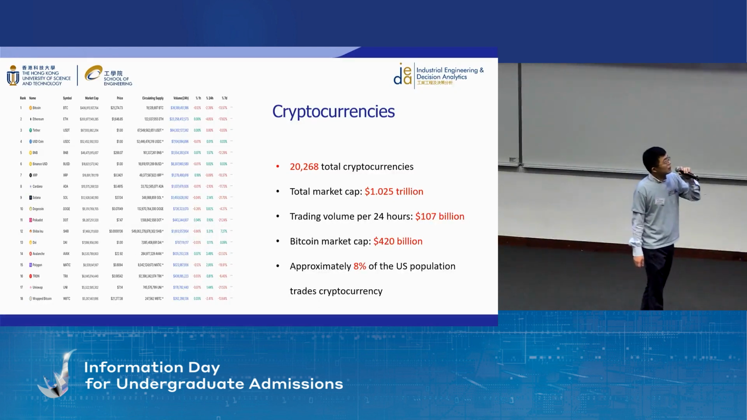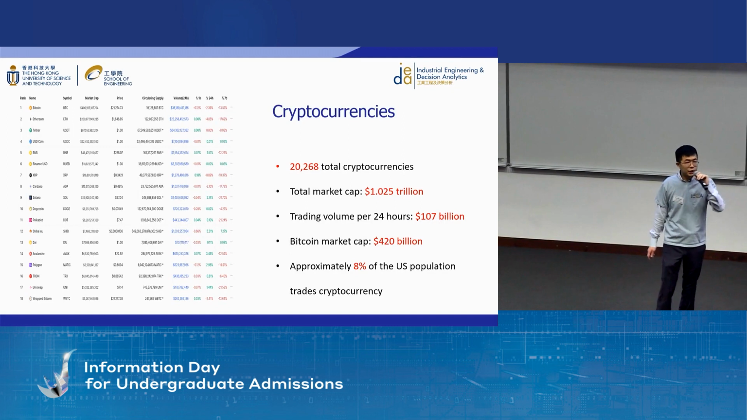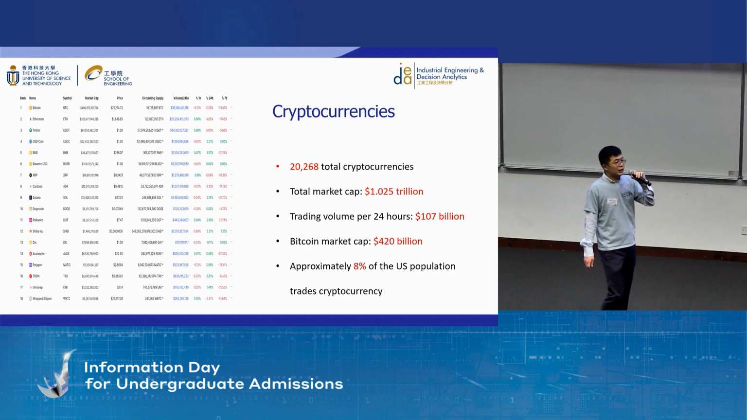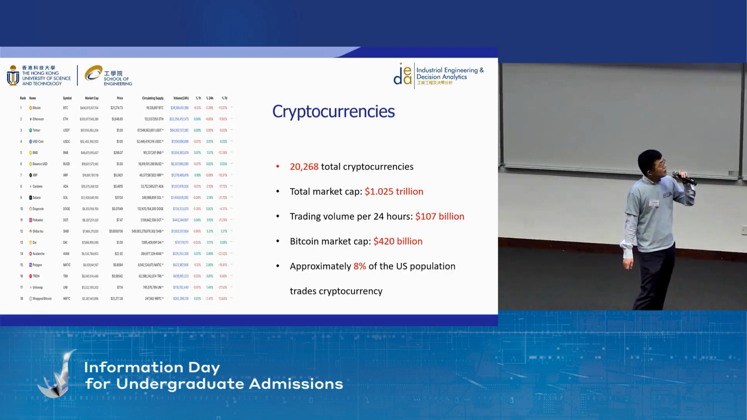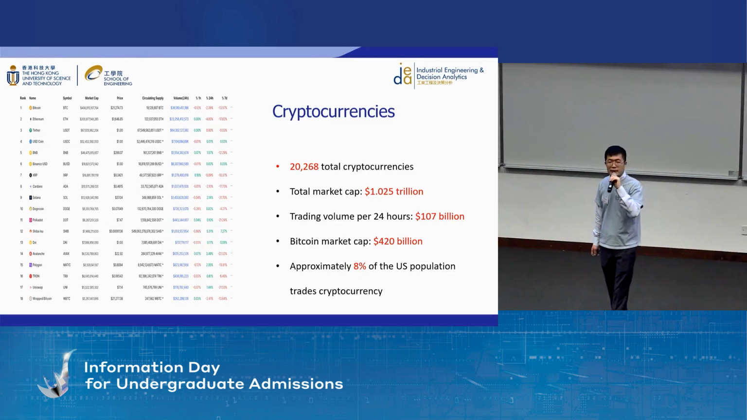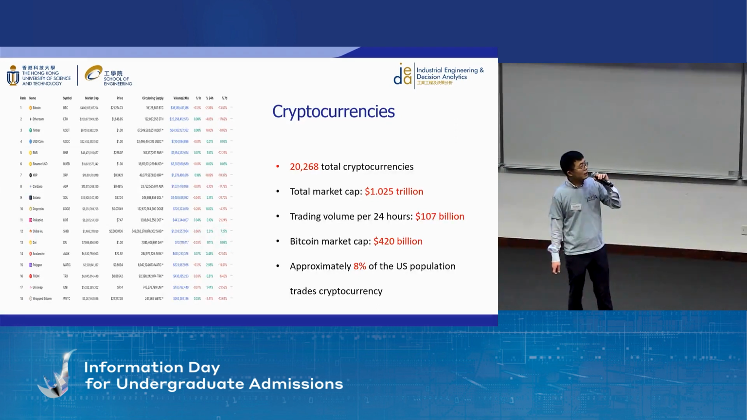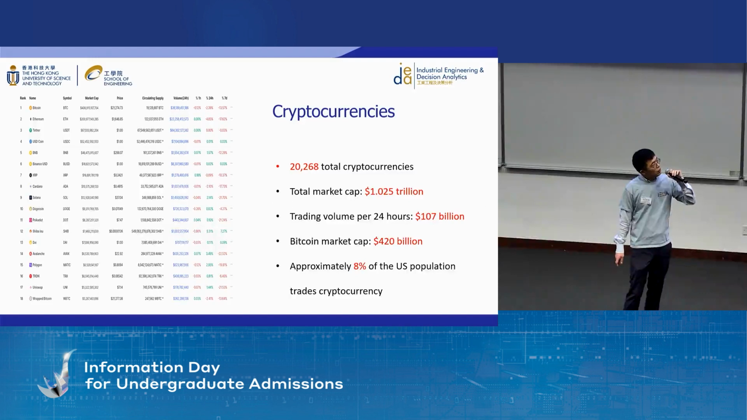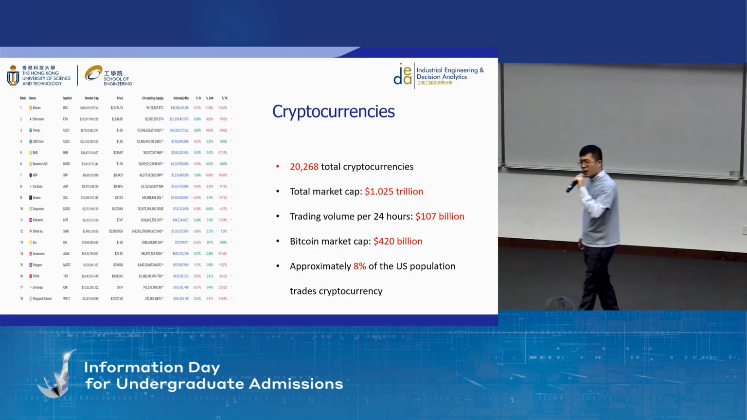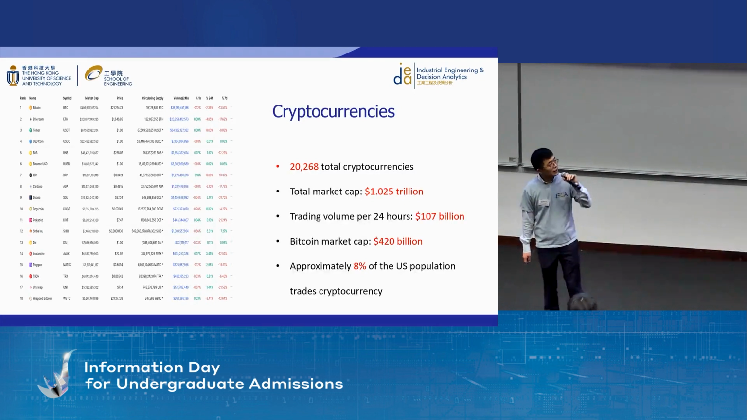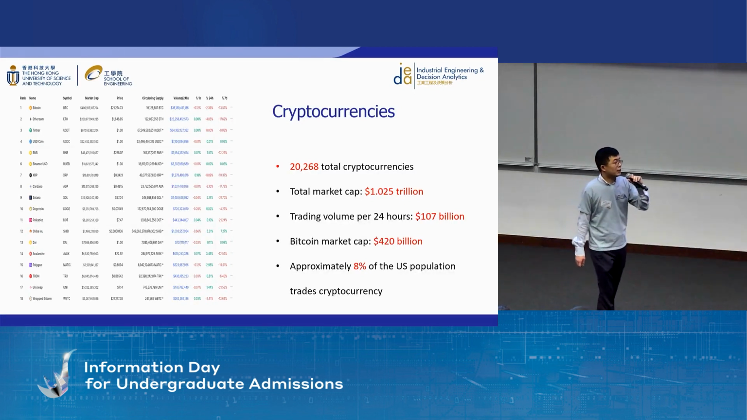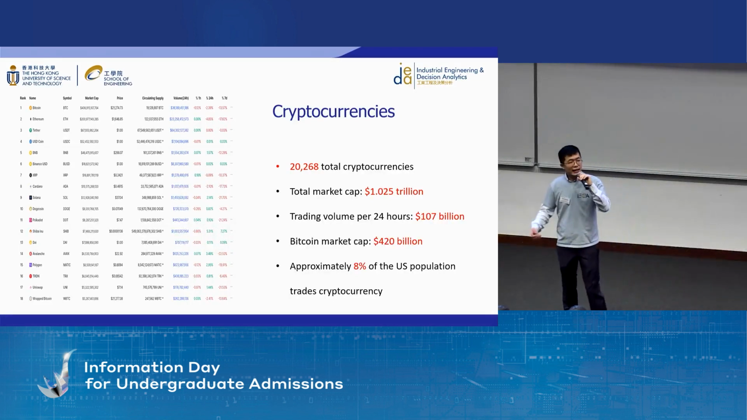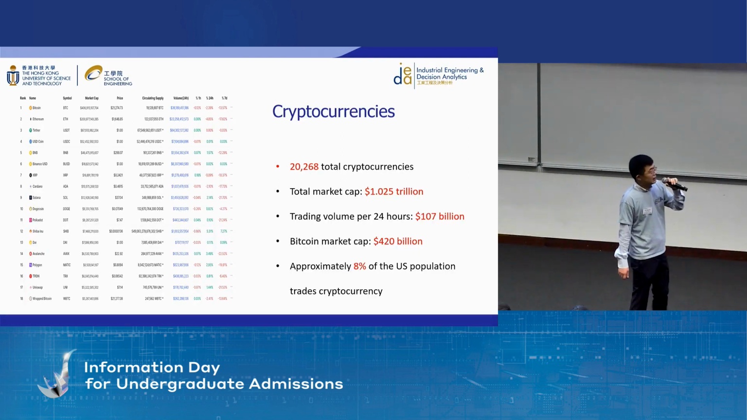And not only is the market cap high, the trading volume each day is also very high. It can be as large as 100 billion every day. Within that market, Bitcoin is probably the most famous one, and it has the largest market cap of 420 billion. To give you a sense of how popular this market is, in the US, 8% of the population actually trades cryptocurrency. So that's becoming a more and more relevant daily activity of modern society.